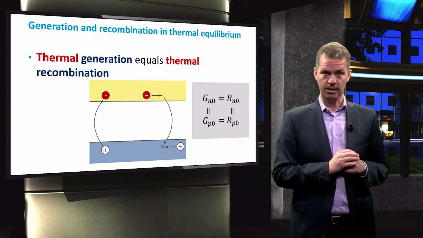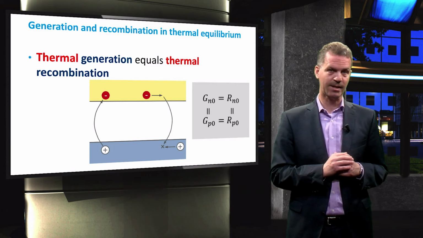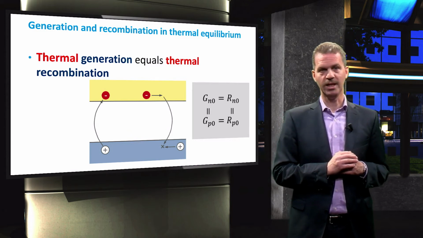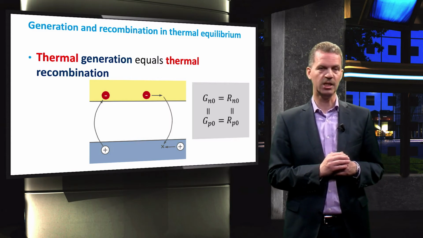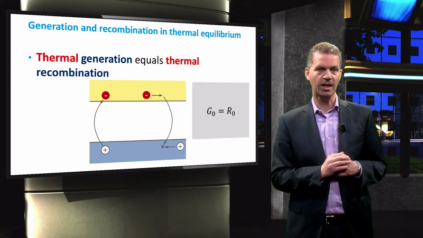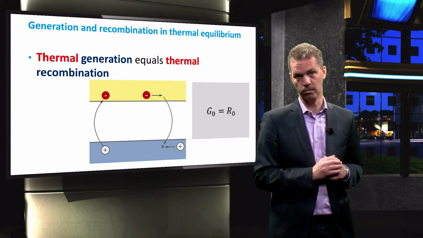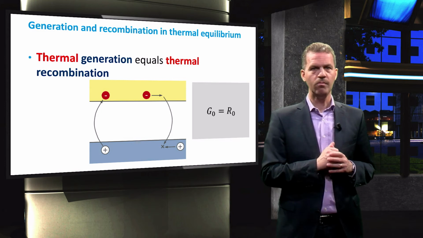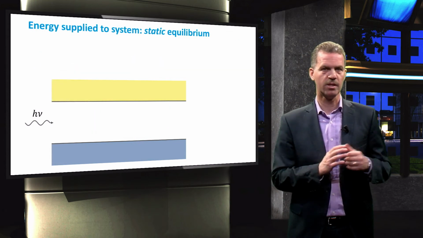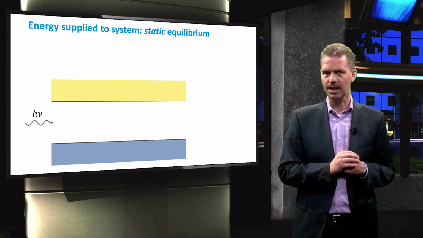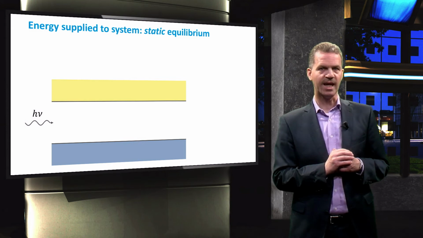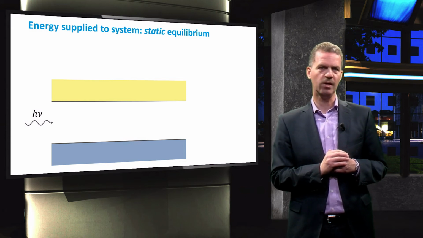Rather than using the generation and recombination rate for electrons and holes separately, we describe thermal generation and recombination by G0 and R0 respectively, and we find that the generation and recombination rate are equal. Now we move to a situation in which energy is supplied to the system, for instance by illumination, as represented here with a photon with energy h nu. In this case, the system is not in thermal equilibrium.